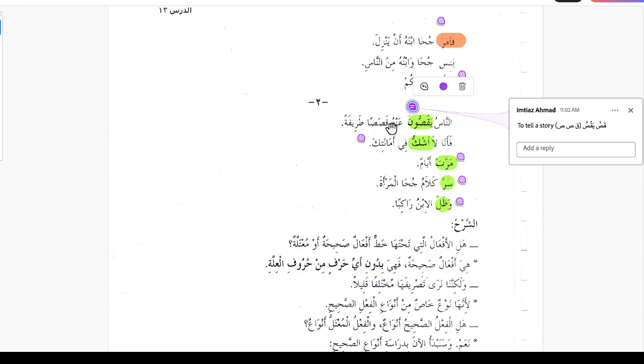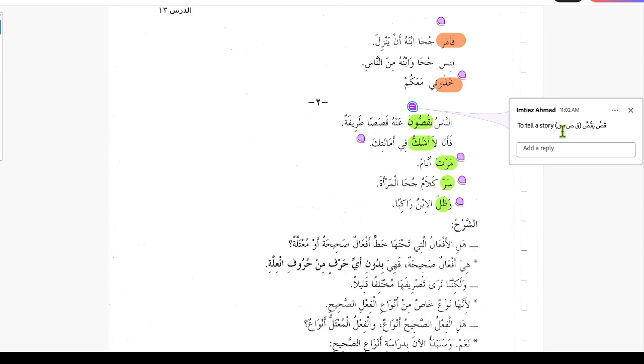An-nasu yakussuna anhu kasasan tarifatan. The people, they narrate about him a story, a funny story. Tarifatan, funny story. So this verb is kassa yakusu, to tell a story. Huwa yakusu, huma yakussani, hum yakussuna. This one is for the plural, an-nasu. So what is important to see here is that there is one root letter which is coming twice.